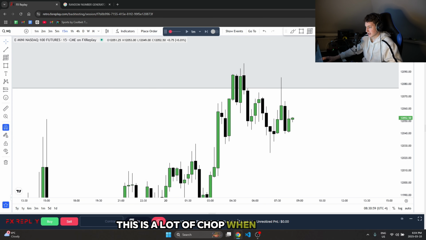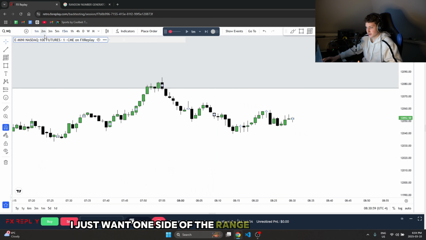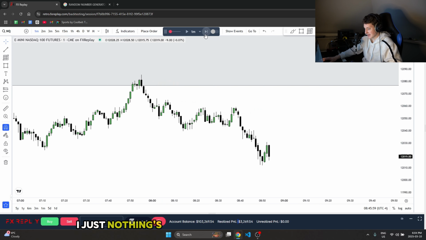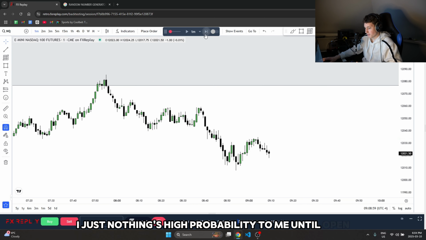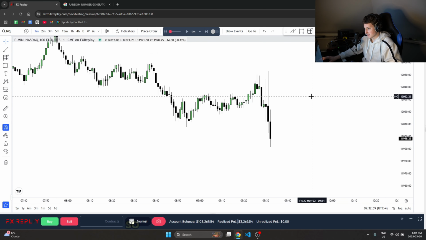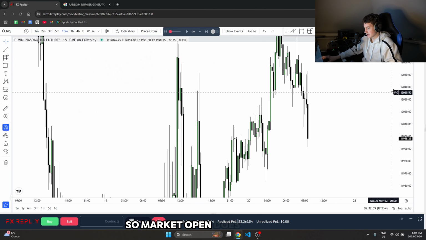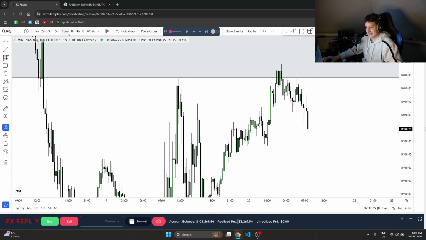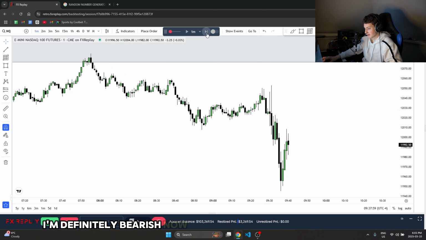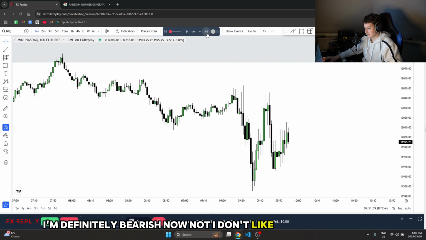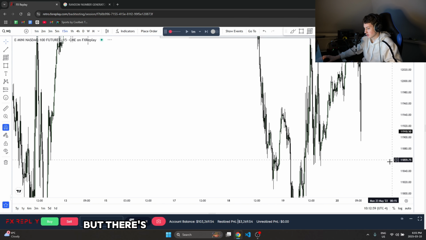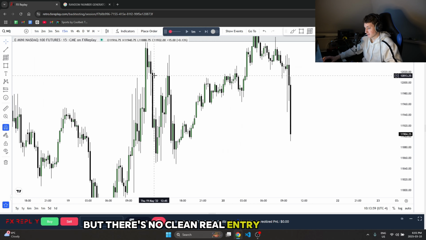This is a lot of chop. When I see chop, I just want one side of the range to get fully swept. This is when I usually wait for open. Nothing's high probability to me until open, unless we have conditions like this. So market open does something. I kind of want to let market open develop. I'm definitely bearish now. No, I don't want to buy. We're still dumping, yes, but there's no clean real entry for me to take.